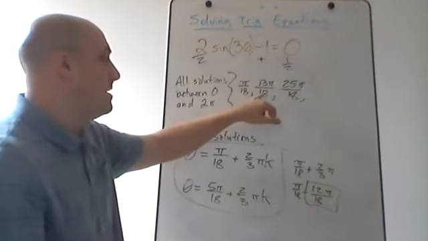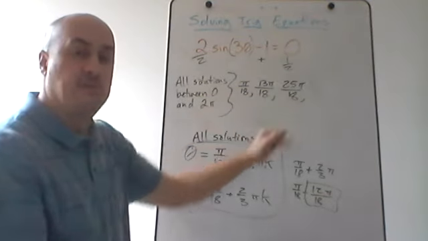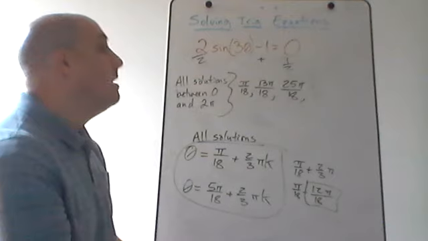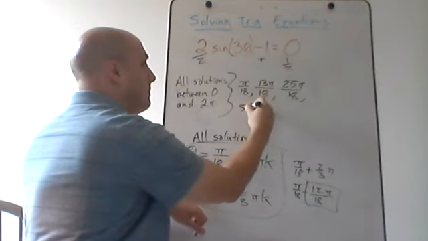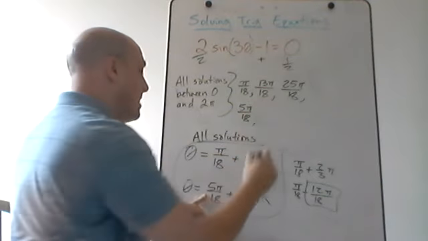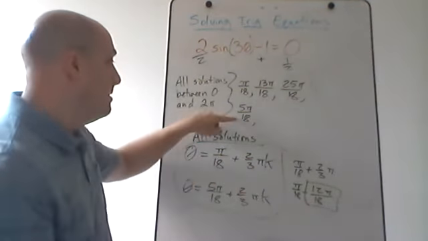Right, so from the pi over 18, and then I add this 2/3 pi to it, I get 2 more solutions before I get over 2 pi. Right, then I have to go to my other solution, the 5 pi over 18, and do the same thing. I have to add 2/3 pi or 12 pi over 18 to this one.